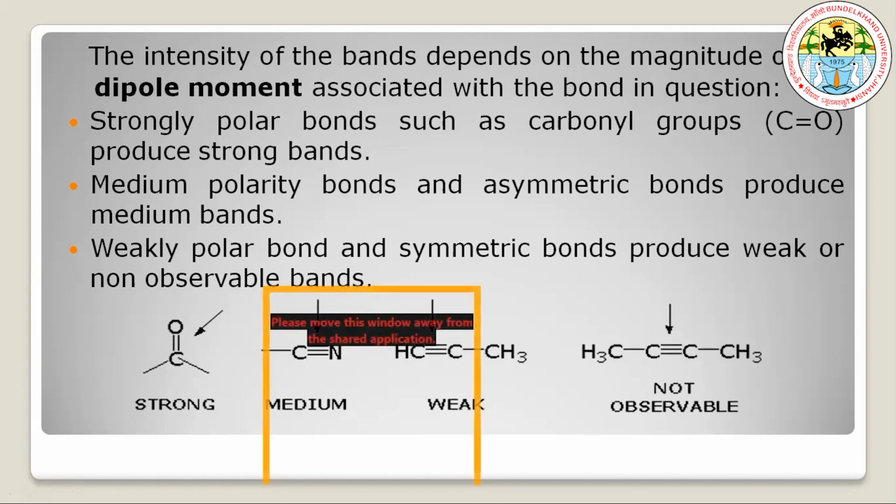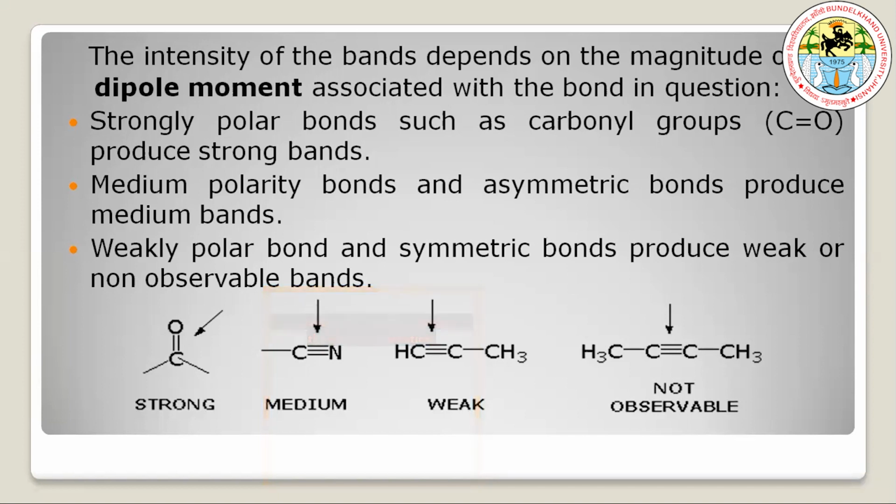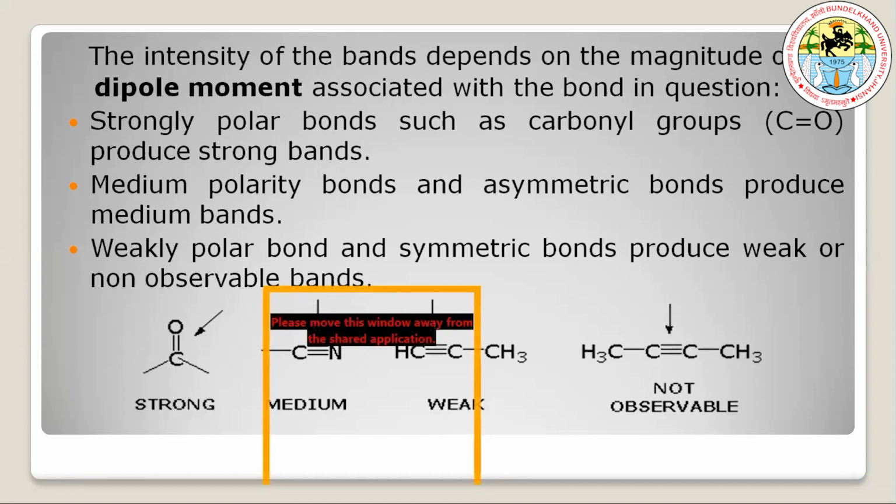Basically, whenever you would like to find the IR spectra of your sample, the first important thing is whether your molecule will produce any IR spectra or not, that is, whether your sample is suitable for analysis by IR spectroscopy or not. This factor is very important. When your molecule is perfectly symmetrical in nature, like this one, single bond CH3, triple bond C, single bond CH3, this is a perfectly symmetrical molecule along C triple bond C.